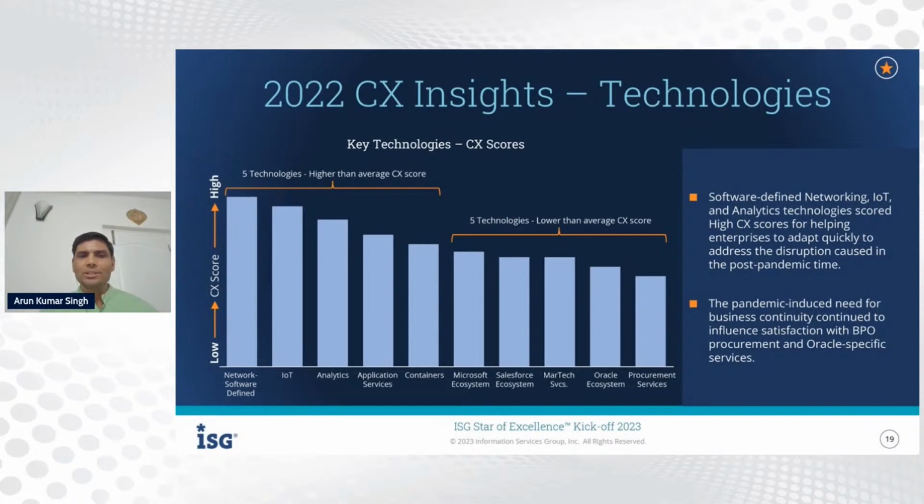Similarly, service providers offering IoT services were able to utilize enabling technologies like AI, ML, automation, and others to address business demand and build scalable solutions to deliver measurable ROI on their IoT investments. On the right-hand side of the graph, in 2022, procurement services and Oracle-specific services saw a lower CX score from your enterprise community. Your clients expect you to improve service handoffs between your staff and their teams. Next slide, please.